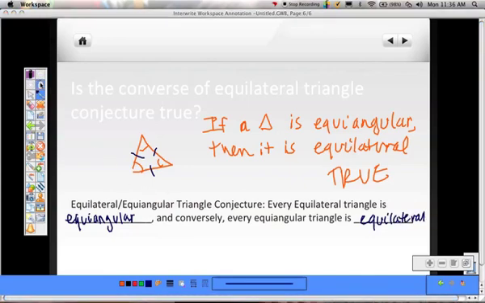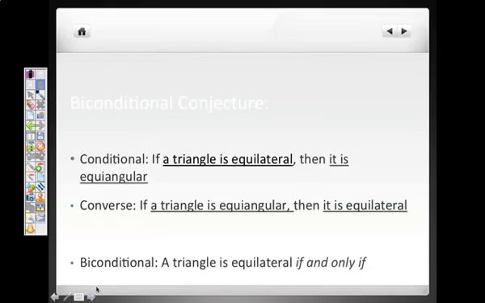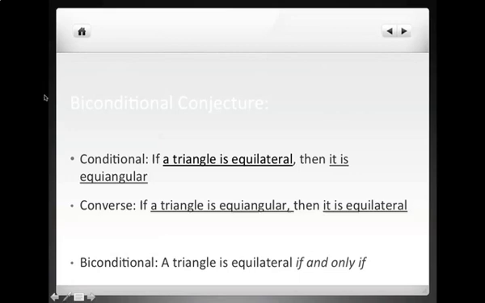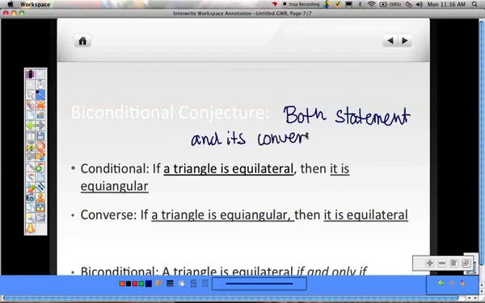Okay. So we'll do one of the homework problems together. Here it is. It's biconditional. A biconditional conjecture is when both the statement and its converse are true. So this is a biconditional conjecture. Both the conditional and the converse are true.